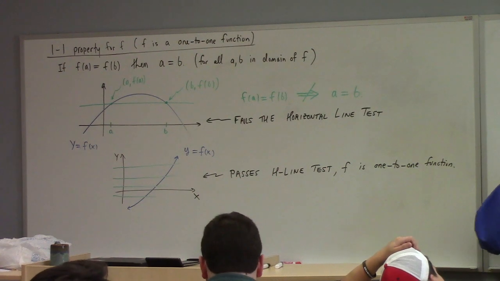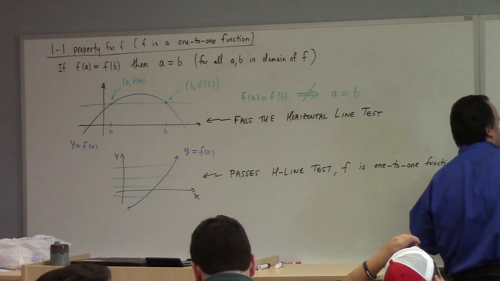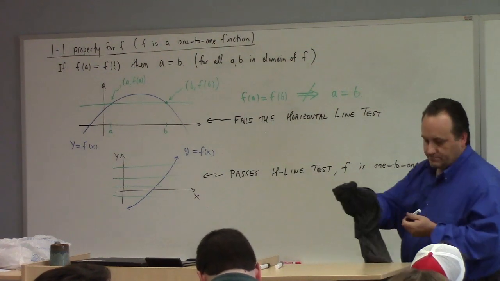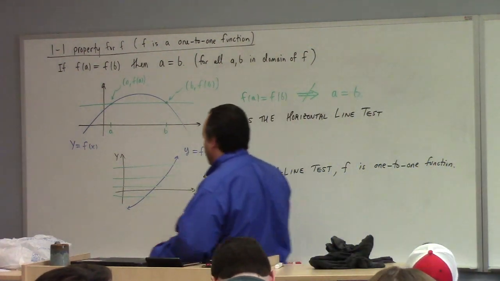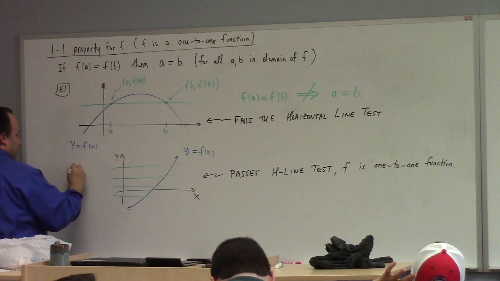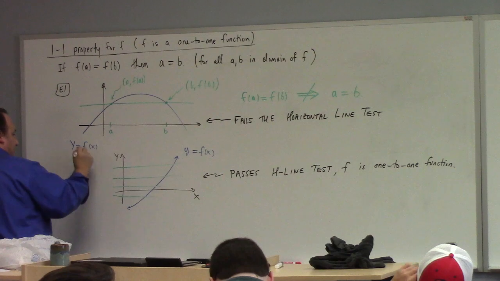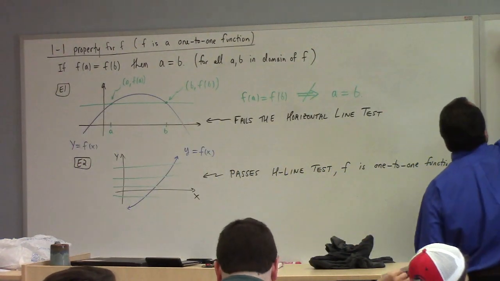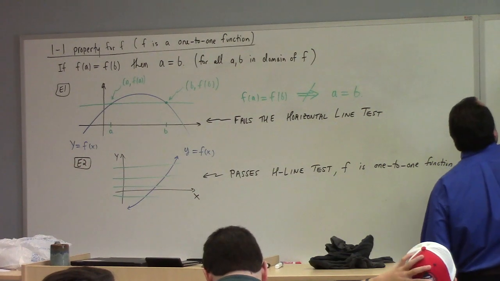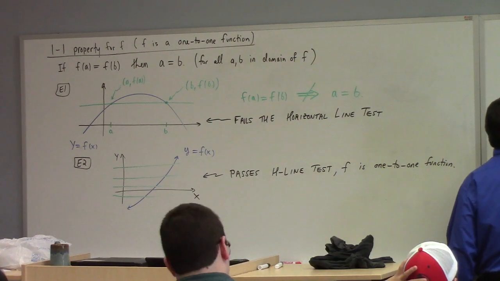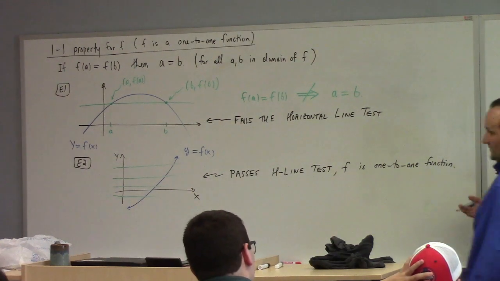Like, how about this? Example 1. What if we had, I guess this is example 1 and example 2, isn't it? So example 3, I won't give you the graph, but I'll let you make it up. How about this? Suppose we have f of x equals 3 minus x squared. Is this function one-to-one?